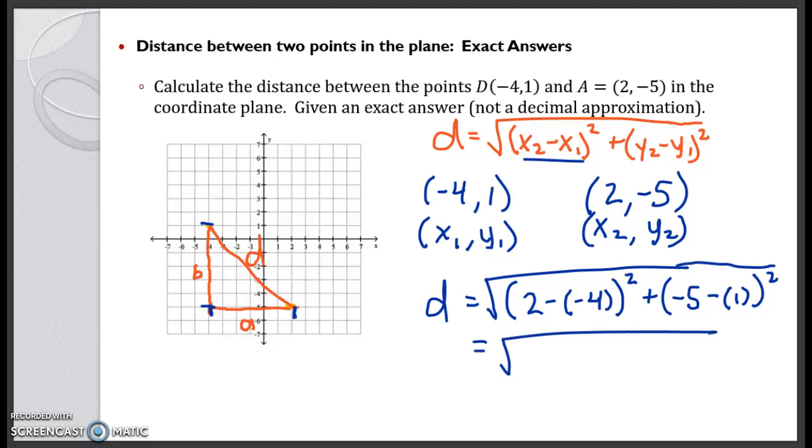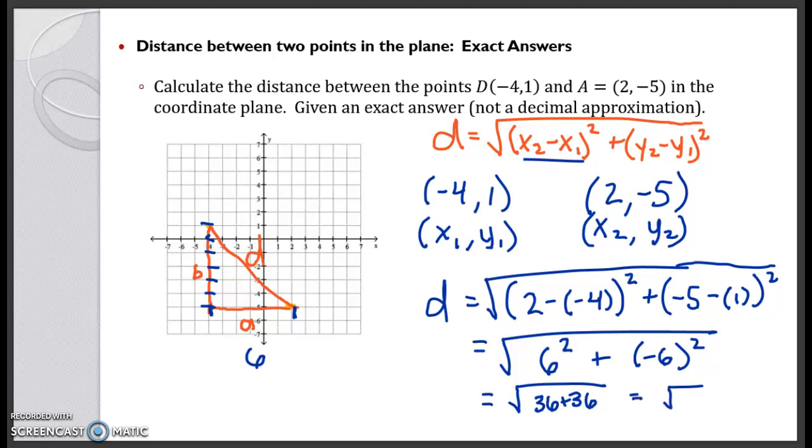So we're going to get the square root of 2 minus -4, which is 6. If you remember, that's how much we counted here. That was equal to 6, right? Plus, -5 minus 1 is -6 squared. Now, if we count here, this is 1, 2, 3, 4, 5, 6. Now, but we're going down, so that's why it turns negative. But then we square it. So it's going to be 36 plus 36, which is the square root of 72.